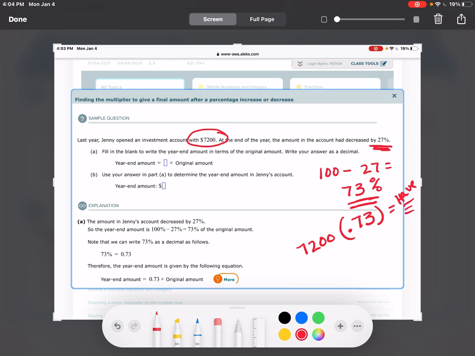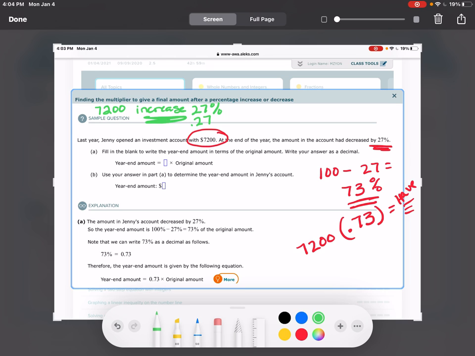But what if the money had increased by 27%? Let's say we had $7,200 and we get an increase of 27%. Well, in that case, we're going to still have $7,200 and we're going to have 27% more added on to that. And so what we'll do in this case is we're going to change this number to a decimal and we're going to put a 1 in front of it.